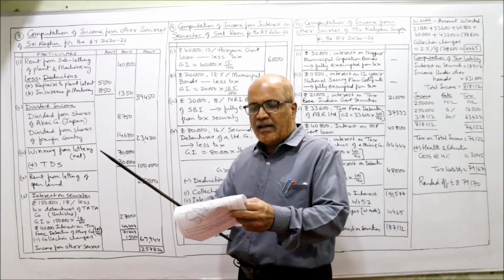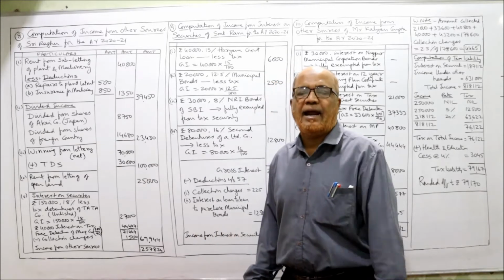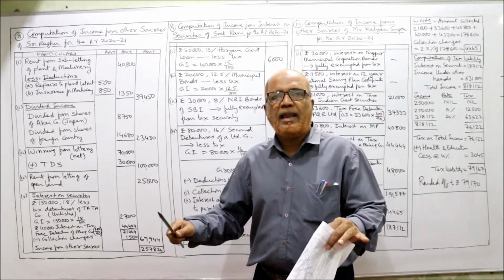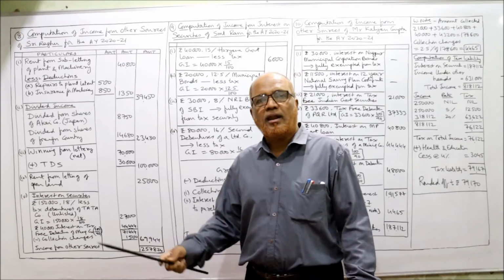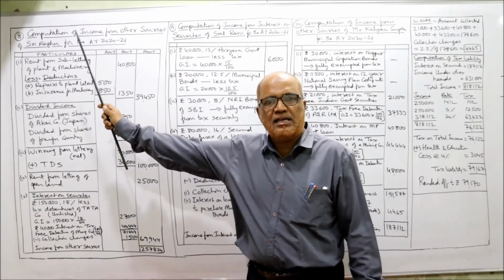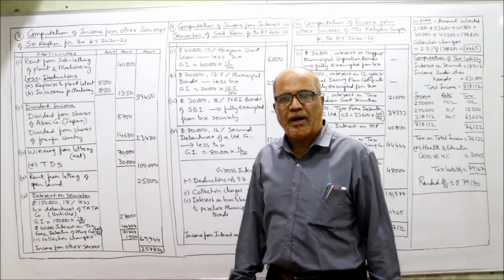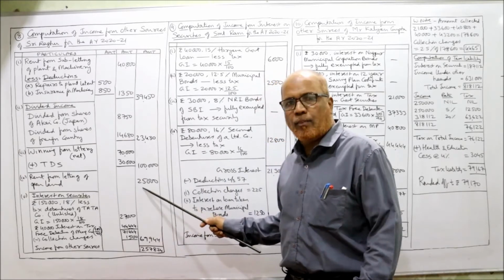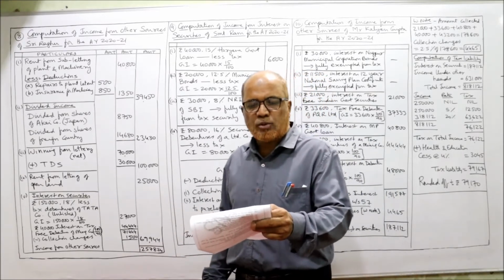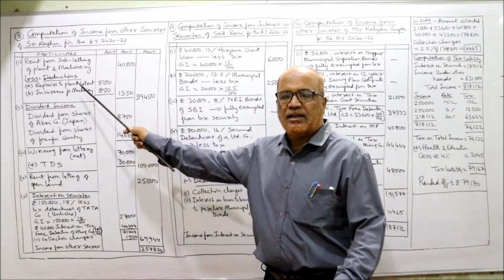Next amount, rent from letting of open land. Suppose if open land is let out, the rent received from open land is taxable under income from other sources. So rent from open land 25,000. Repairs to plant let out, already we have taken the deduction.